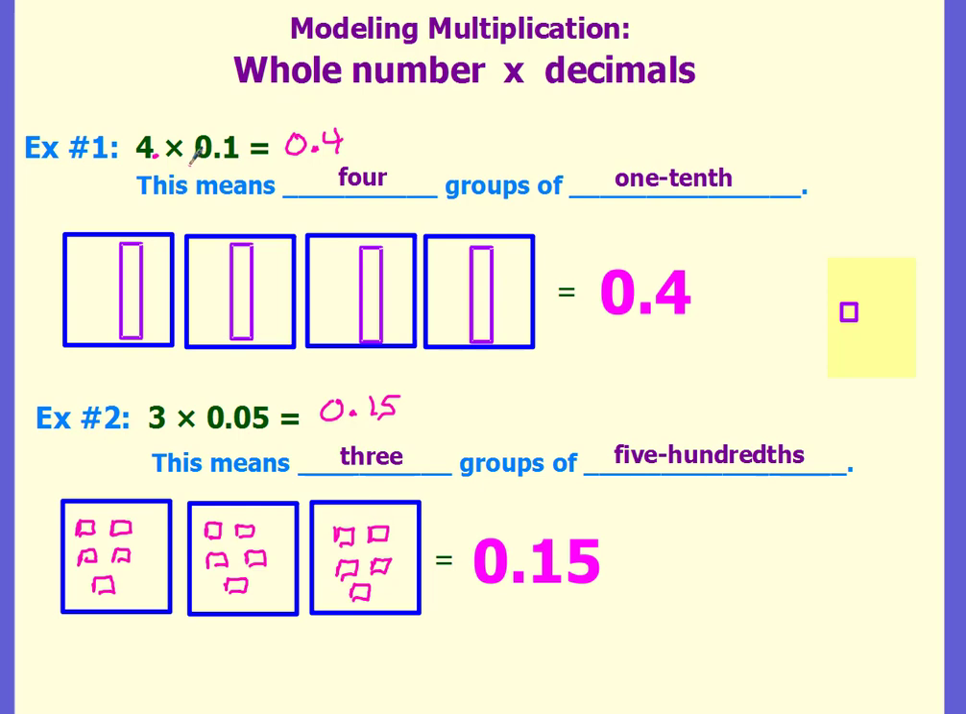Do you see a pattern for the placement of the decimal point? Look at your factors. 4 times 1 tenth, my answer was 4 tenths. 3 times 5 hundredths, our answer was 15 hundredths. Okay, let's keep going.